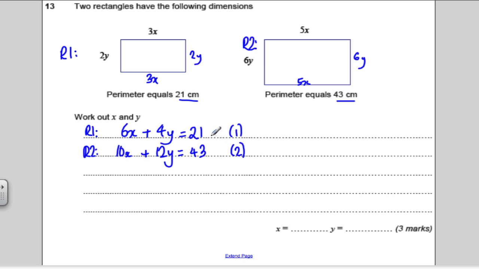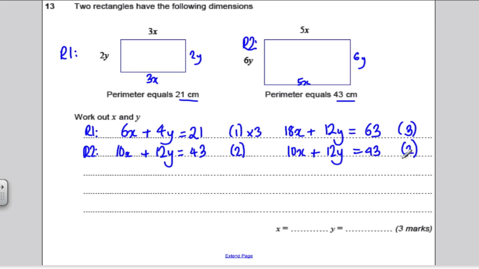To solve these, usually the simplest thing to do is make the coefficient, that is the number in front of either the x or the y, the same. An easy way to do this would be to multiply the whole of equation 1 by 3. And I would get 18x plus 12y is equal to 63. I could call that equation 3. Let's just rewrite for ease equation 2 here. 10x plus 12y is equal to 43.